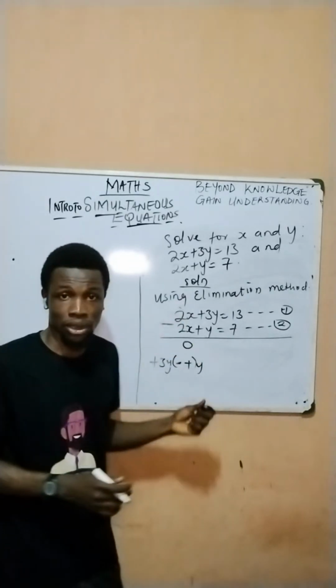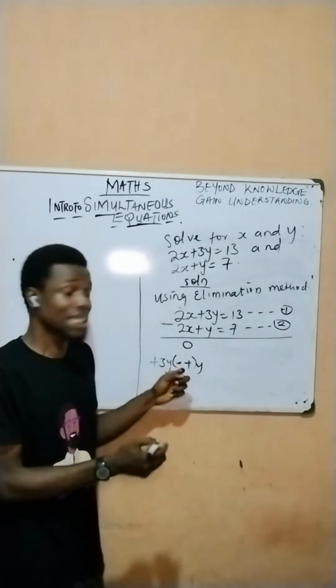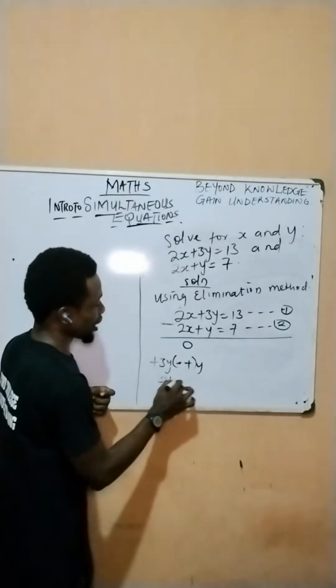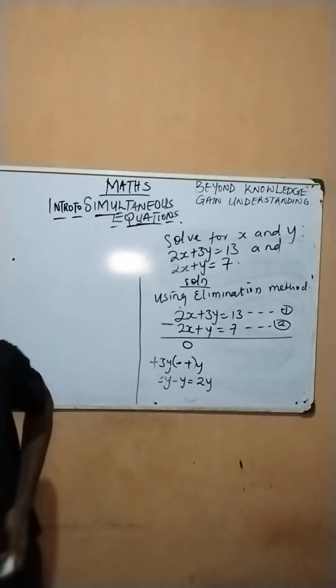Subsequently, I don't have to do this, okay? Positive times negative, or negative times positive, is going to give you negative. So this is the same as saying 3y minus y, and that will give us what? 2y. Now that we've gotten to this stage.